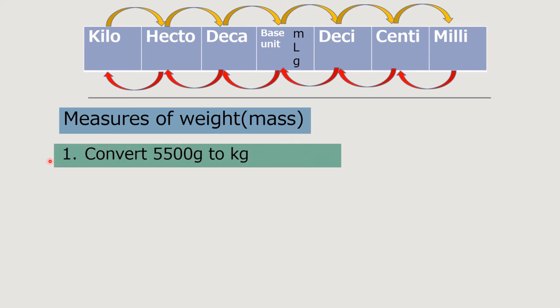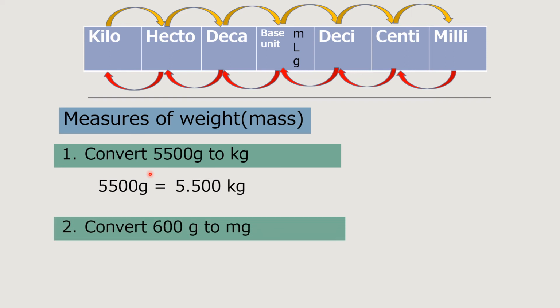Okay, so now we have convert 5,500 grams to kilograms. So now, the grams are here. So we count going to kilograms. So 1, 2, 3. So going to the left, it means we move 3 times to the left. It means from the decimal point, the decimal point of a whole number is at the end. So 1, 2, 3. So 5.500, here is the decimal point. So 5,500 grams is equivalent to 5.500 kilograms. Let's have another one.